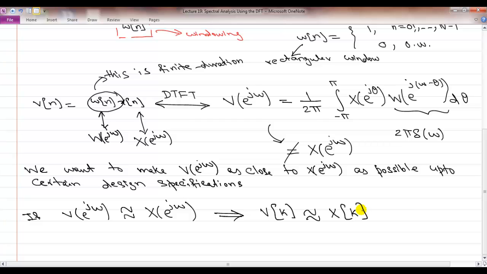So let's look at, first of all, what is the effect of this windowing operation, which is effectively, what is the effect of this periodic convolution?